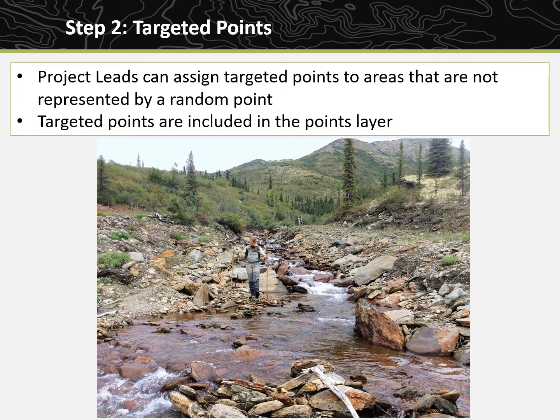For example, a project lead may want to assign a targeted point to a reach in their field office that has been altered by past mining activity and will undergo restoration work. This will allow the project lead to get data for the stream before the restoration work is done, and can therefore be compared to data that are collected after the work is done in repeat sampling efforts.